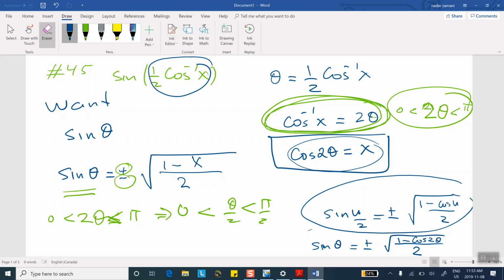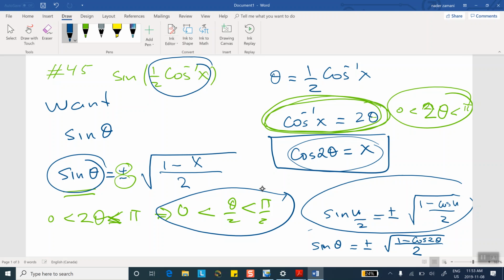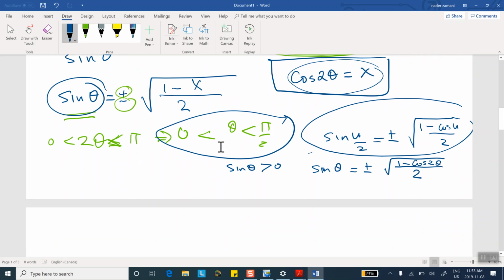And what does that mean in terms of sine of it? Sorry, this is not 2 theta, this is theta. You divide both sides by 2, you get that. That means sine of theta must be positive. That means do not take the negative sign. In other words, for this particular problem, sine of theta is plus square root of 1 minus x over 2.